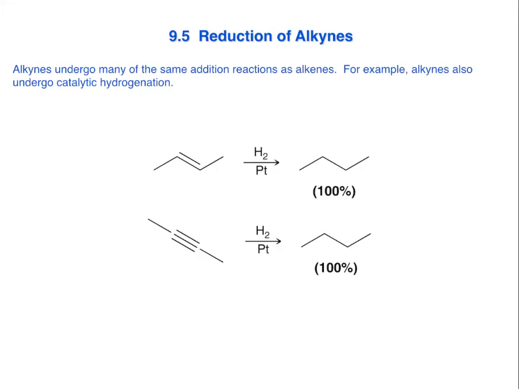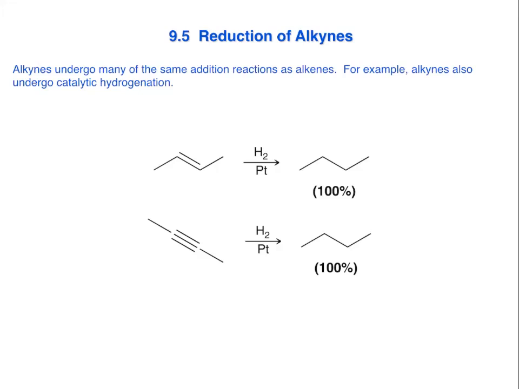In this video, we're going to cover section 9.5 on the reduction of alkynes. Now, the term reduction is used to describe the situation in which we are forming more new bonds to carbon with less electronegative atoms. In general, a reduction often implies the formation of new carbon-hydrogen bonds.